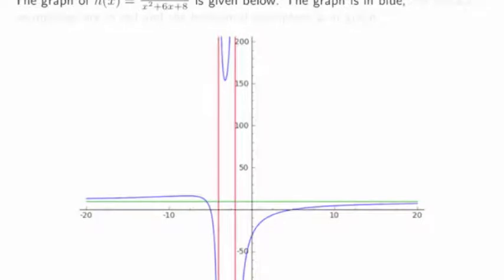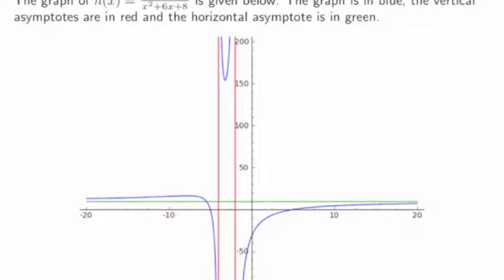So let's look at the graph. Here's the graph drawn in blue. The vertical asymptotes are in red, and the horizontal asymptote at y equals 10 is in green.